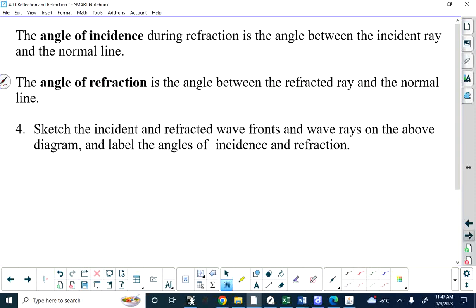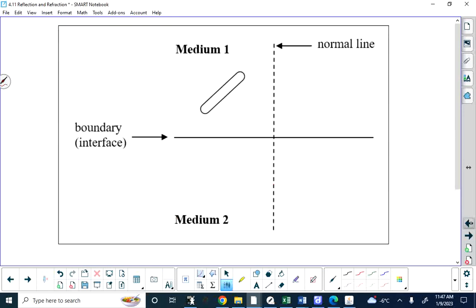The angle of incidence during refraction is the angle between the incident ray and the normal line. The angle of refraction is between the refracted ray and the normal line. Listen, the only thing that's different here is when we talked about reflection, this word right here was reflected. It's refracted. So sketch the incident and refracted wave fronts and wave rays on the diagram and label the angles. Okay. I'm going to go back to this.